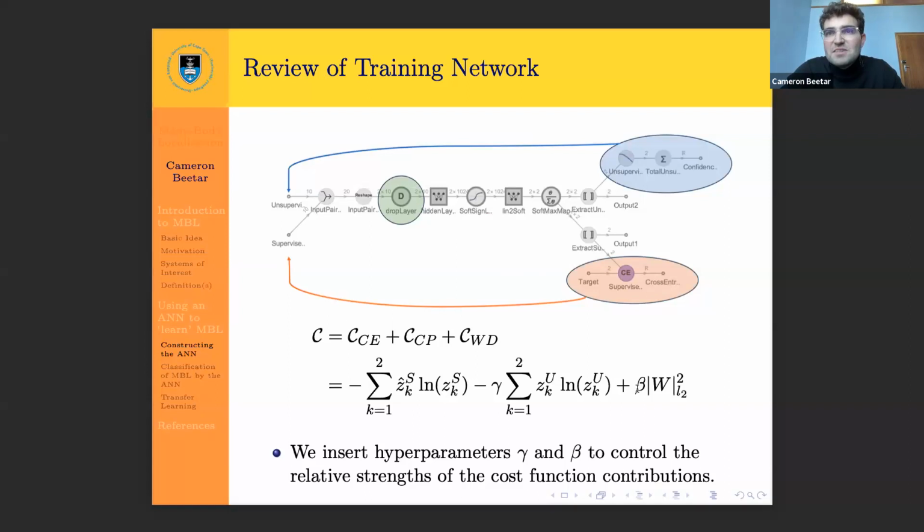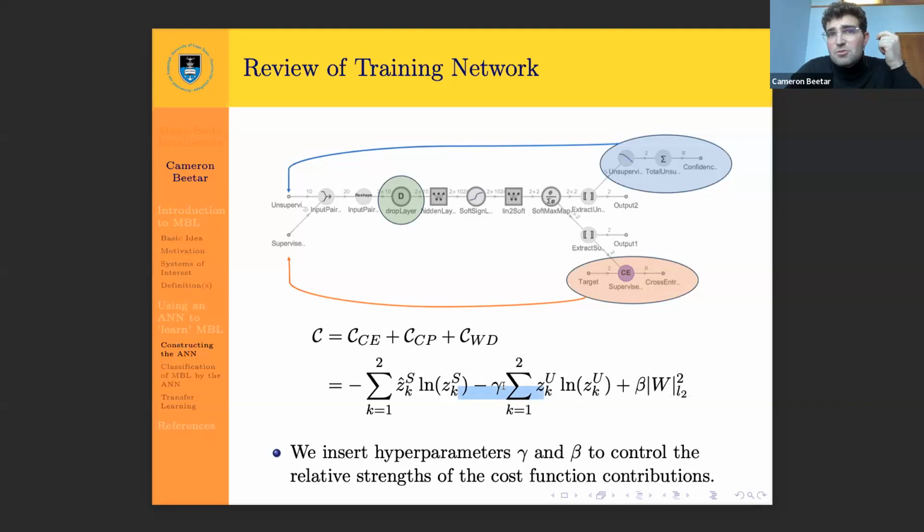How that's implemented is by including an L2 regularization term for the norm of the weights. And so our cost function that we're going to try to minimize for the network is, here's our supervised term, the cross-entropy cost function, gamma times the confidence penalty, and beta times the L2 regularization.